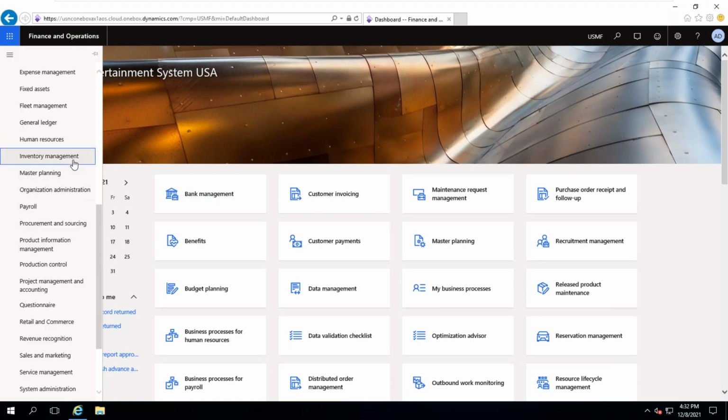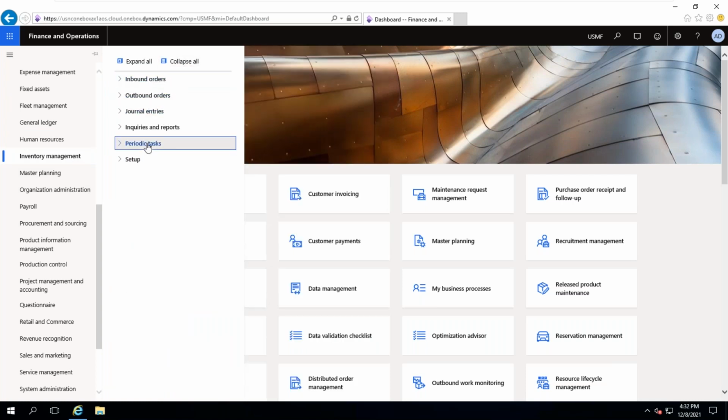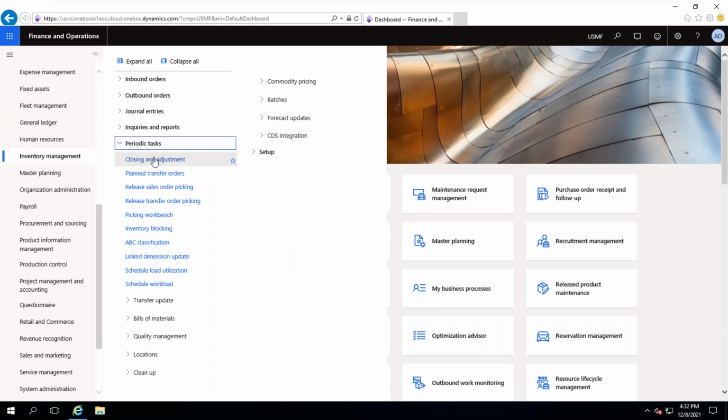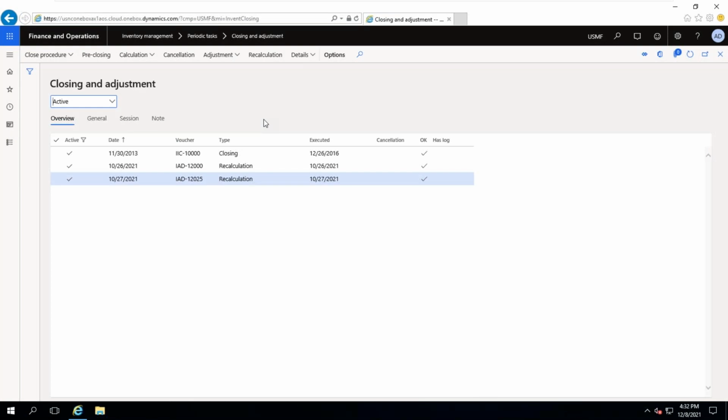Inventory management, periodic tasks, closing and adjustment. Closing and adjustment is the inventory closing process. So in this you will find one is close procedure, close inventory.